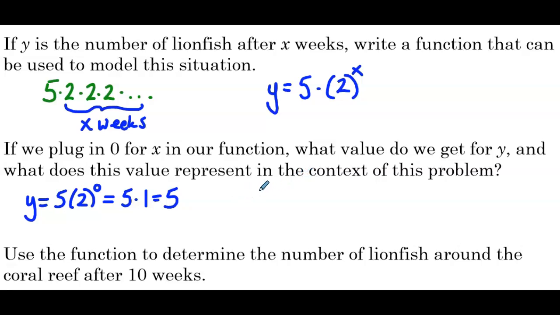Okay, so it represents the initial number of lionfish. And the reason it does is, what does 0 represent, right? We plug 0 in for x, so 0 is the number of weeks. So before any time has passed, we're starting with 5 lionfish, and then we go from there. Okay, so in the context of this problem, 5 represents the initial number of lionfish.